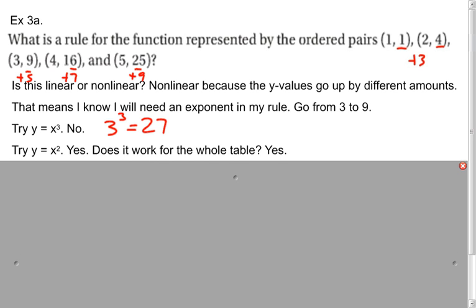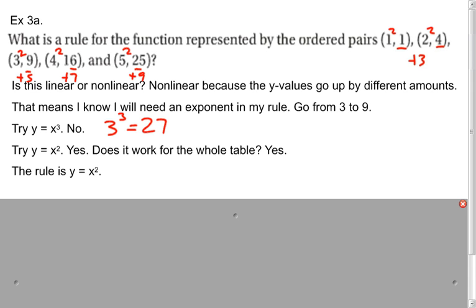If I do 3 squared, I get 9. Okay? It works for that one. Does it work for another one? 4 squared is 16, so it works for that. 5 squared is 25. Over here, 1 squared is 1. 2 squared is 4. Okay, so squared works for the entire table, for all of my ordered pairs, which means that my rule is y equals x squared, because I took the x value and squared it and got my y value, which is my answer.